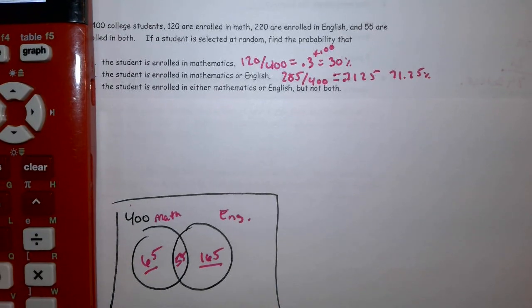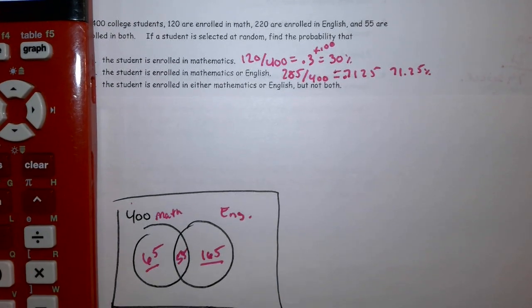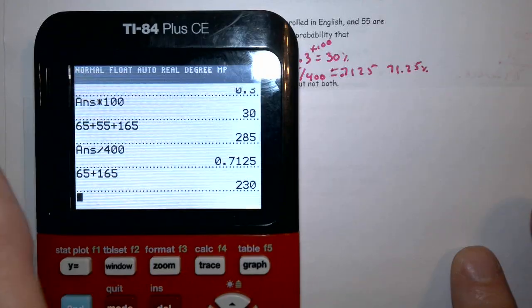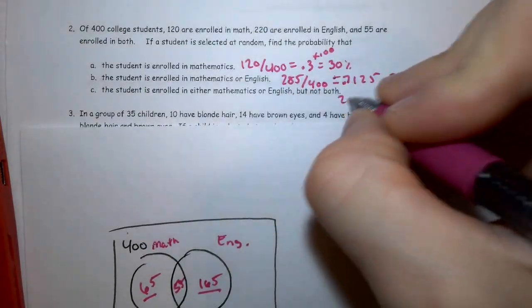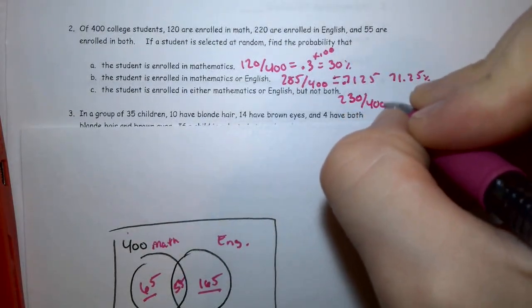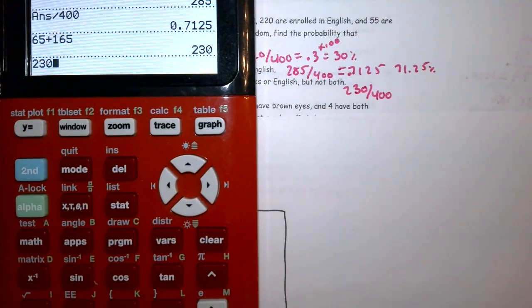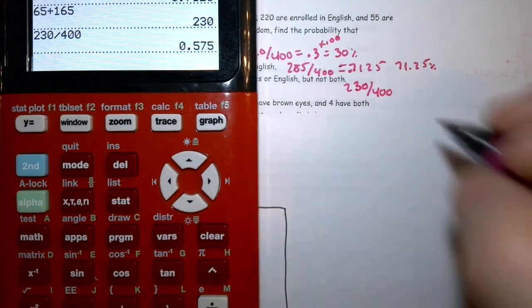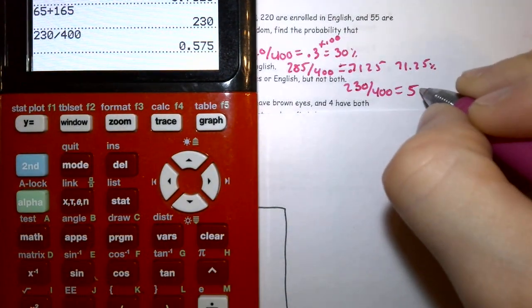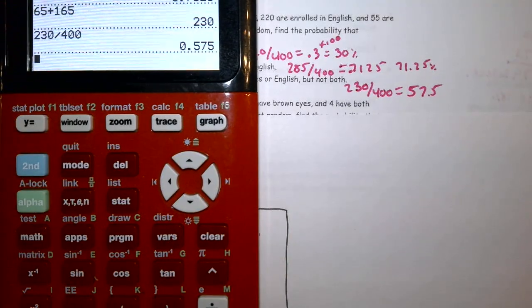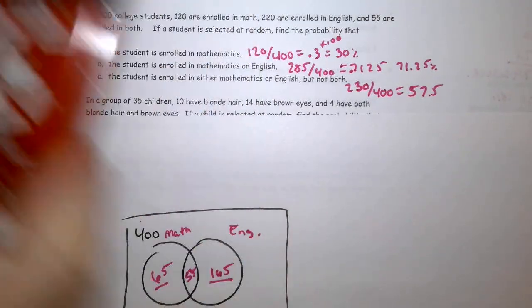So 65 are in math, 165 are in English. We don't include the 55 in the middle, so we just add those two up, and we get 230 out of the 400. 230 divided by 400 is 57.5% when you multiply by 100. Okay?